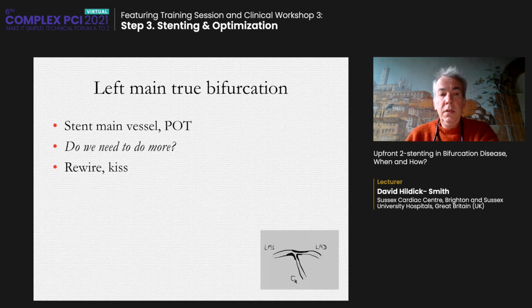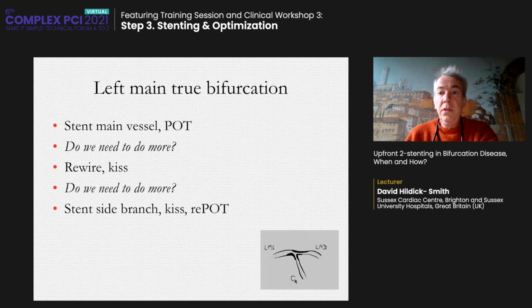If you do, then you would rewire the side branch, do a kiss, and then ask yourself, do we need to do anything more? And if you do, then you would stent the side branch. You'd kiss, potentially repot, and look at your final result and ask yourself again, do we need to do any more? If so, perhaps TAP, T, culotte.